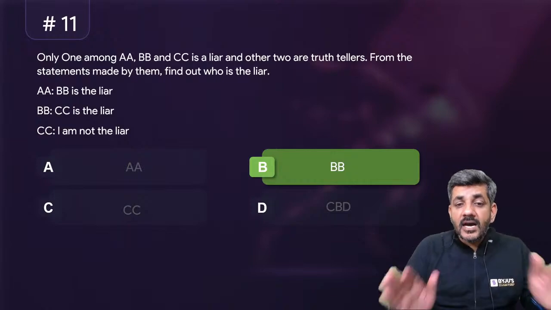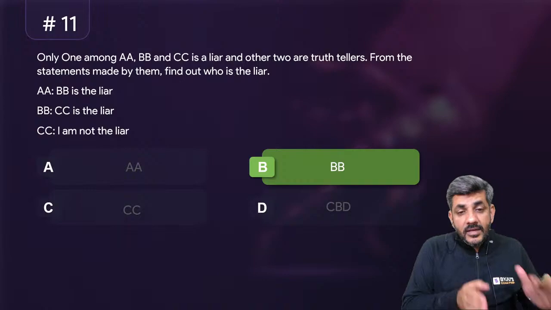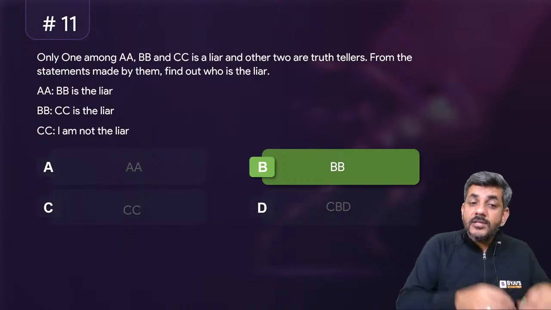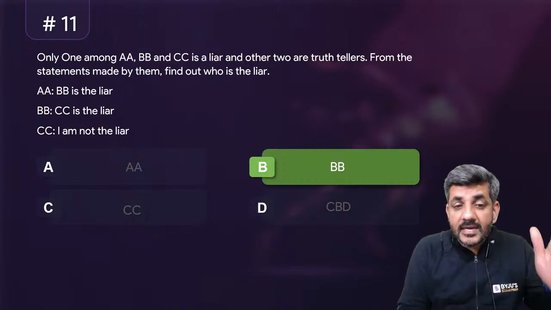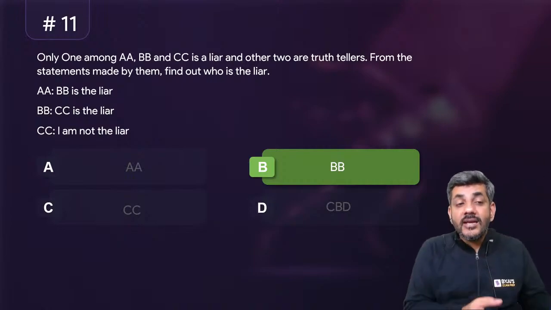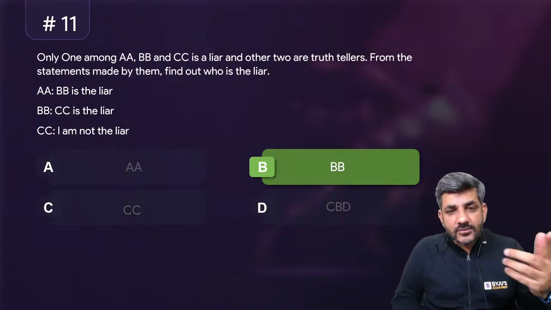BB and CC are giving contradicting statements. तो उनमें से एक liar है ही है. If there is one liar among them and there is only one liar among the three, तो इसका मतलब जो एक आदमी बच गया AA, that must be a truth teller. और वो क्या कह रहा है? That BB is a liar. That means BB is the liar. That straight away gives us the answer as option B.